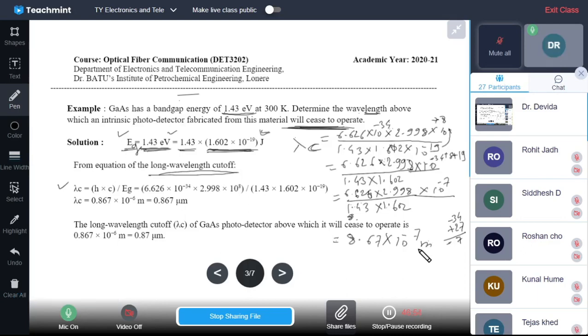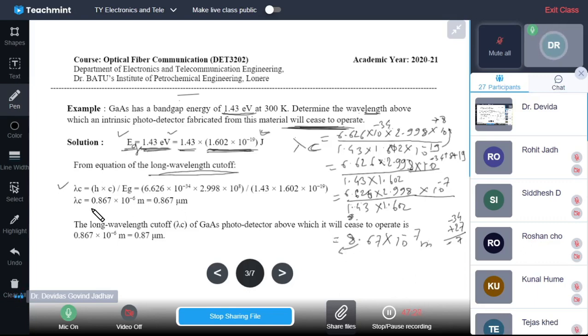Okay, so this is the calculated answer, 8.67 × 10 raised to minus 7 meter. Now this 10 raised to minus 7 we can convert to micro, 10 raised to minus 6. We adjust the decimal point by taking one digit left, so it becomes 10 raised to minus 6.